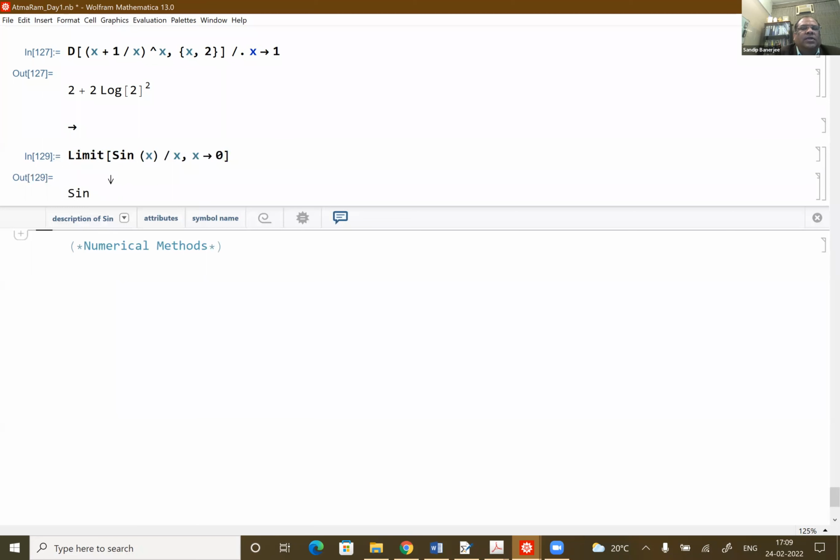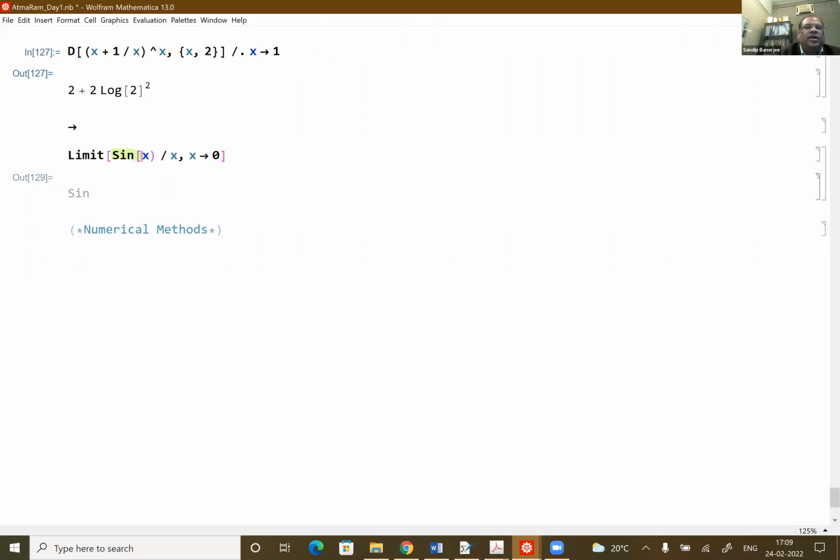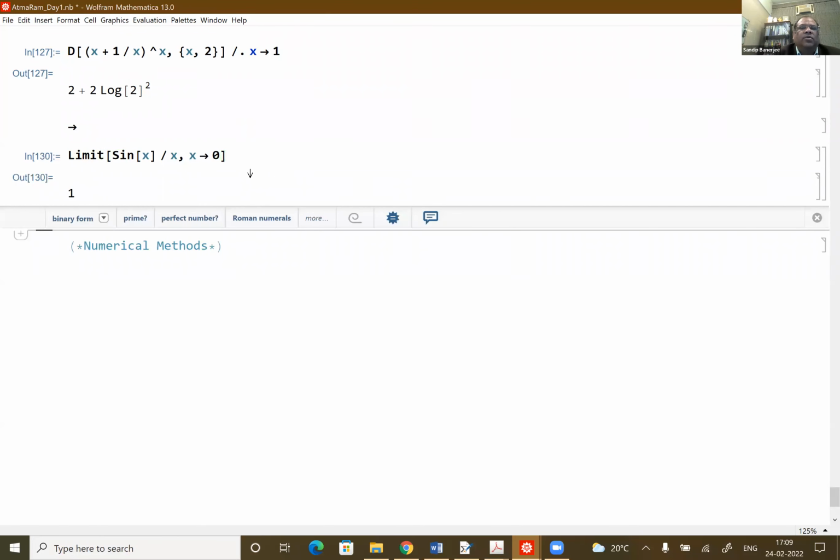So here it is just taking something. Okay, so it is taking sine multiplied by x divided by x. So x cancels and you are getting sine. But anyway, it is their syntax. It has nothing to do with us. Every software has its own method of writing.